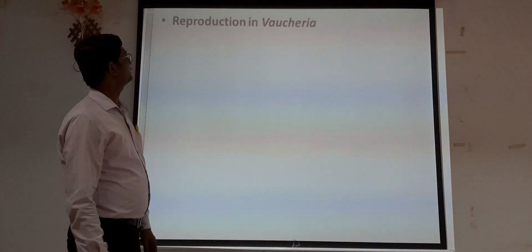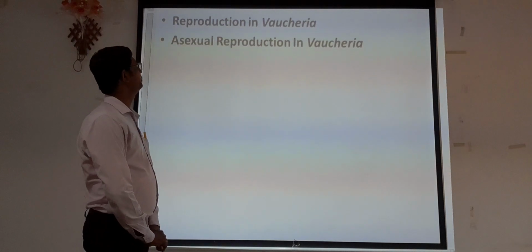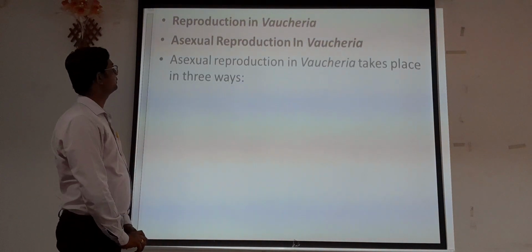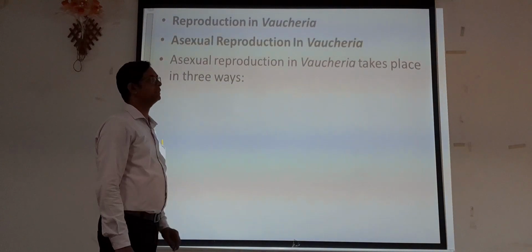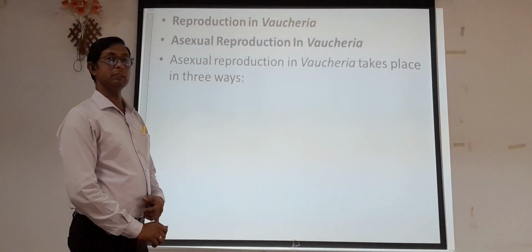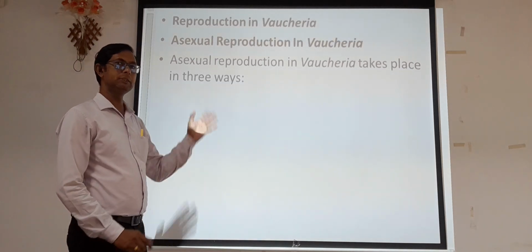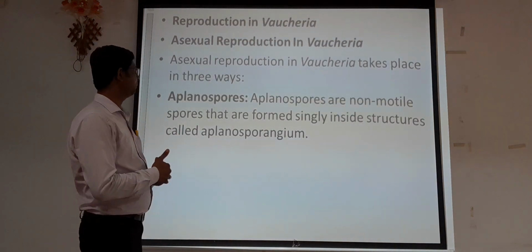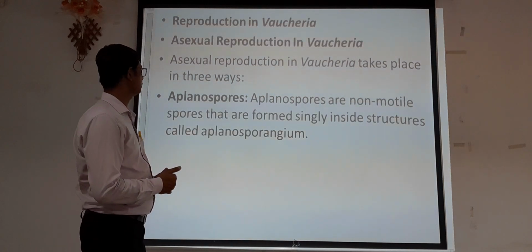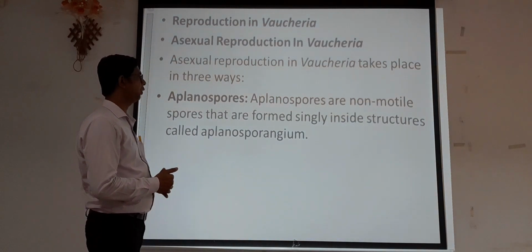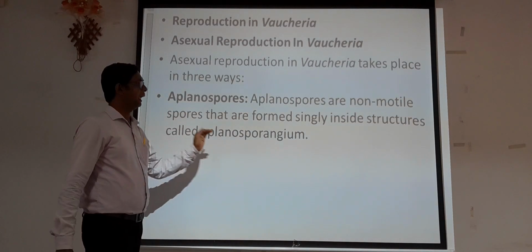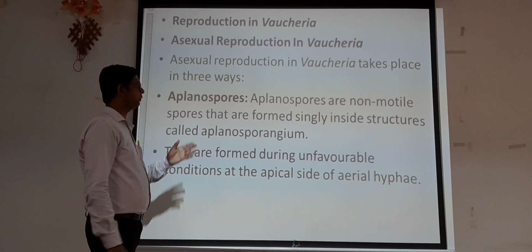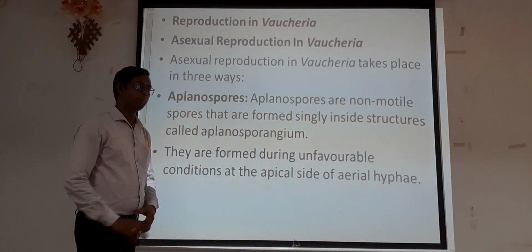Now moving to the next, reproduction in Vaucheria by the asexual method. As we have seen, asexual reproduction in Vaucheria takes place in three ways, by producing three different spores, and these are the aplanospores. Aplanospores are non-motile spores that form singly inside a structure called the aplanosporangium. So the aplanosporangium is produced, and in that aplanosporangium, aplanospores are produced.